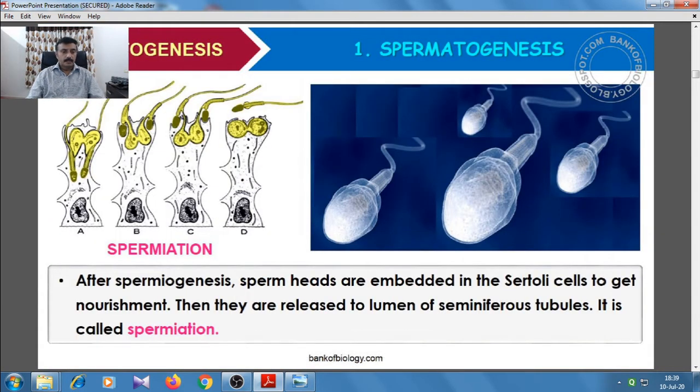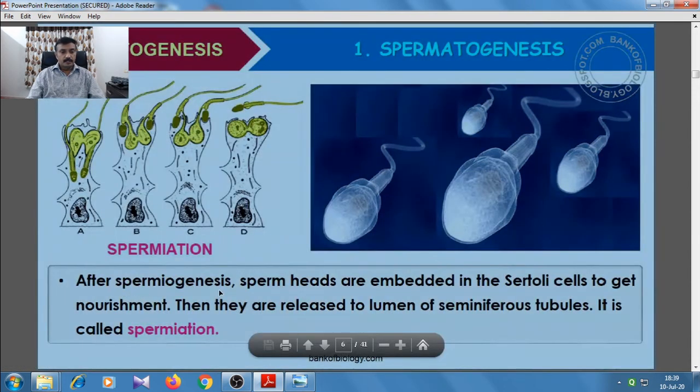At the end what will happen, നമുക്ക് നോക്കാം. After spermiogenesis, the spermiogenesisന് ശേഷം എന്താണ് spermiogenesis എന്ന് പറയുന്നത്? The process of formation of sperms from the spermatids is called spermiogenesis. അതിനുശേഷം the sperm heads are embedded in the Sertoli cells.